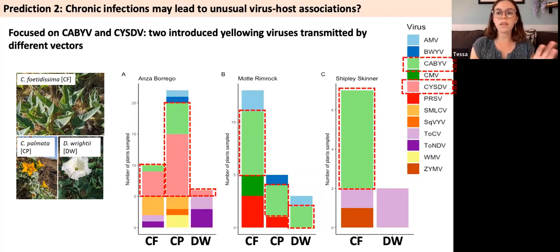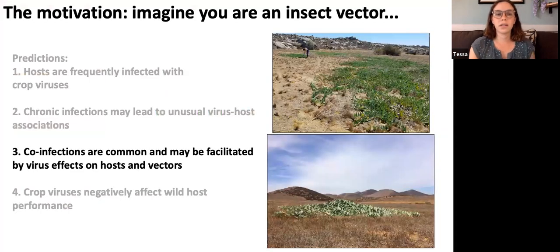So two of the viruses that we focused on for the rest of my research are CABYV and CYSDV. You might be a little confused about the naming of viruses. Viruses do have full names, but for the most part, they're referred to by their acronyms, at least these plant viruses. So to test my third prediction, working with CABYV and CYSDV, I wanted to find out if co-infections are common and may be facilitated by virus effects on hosts and vectors.